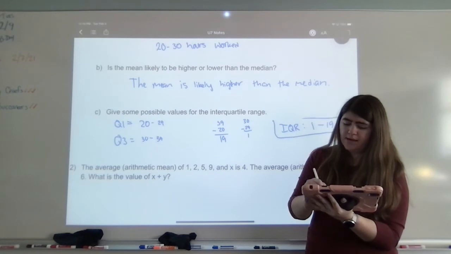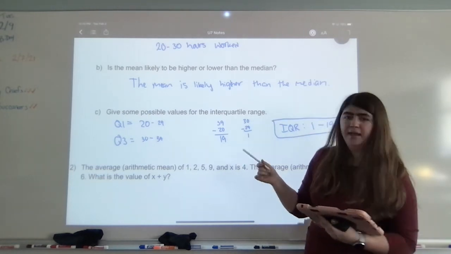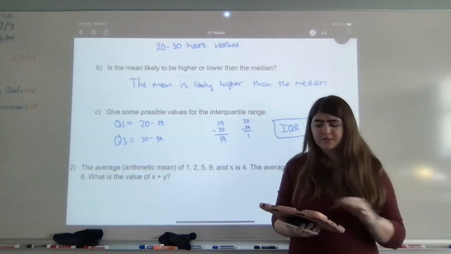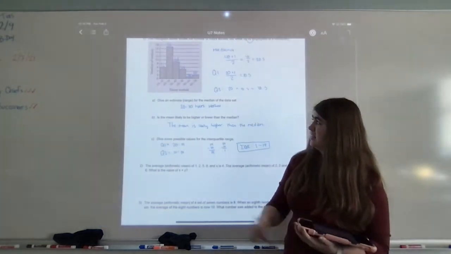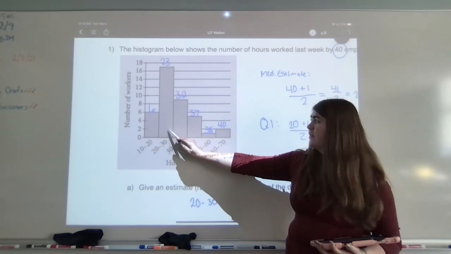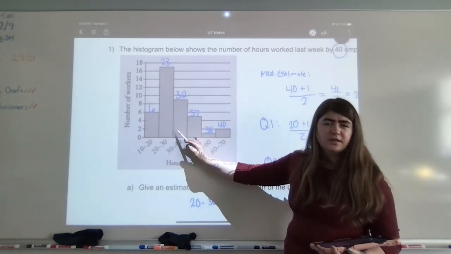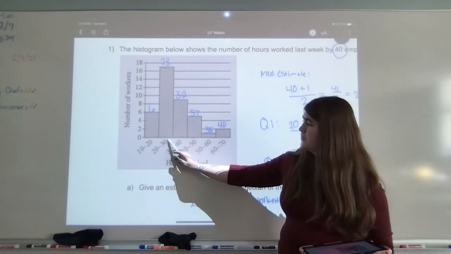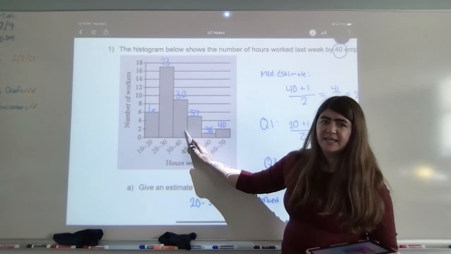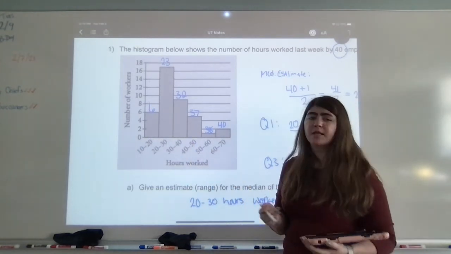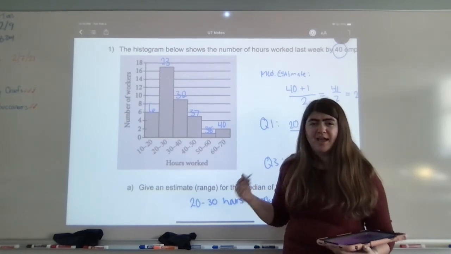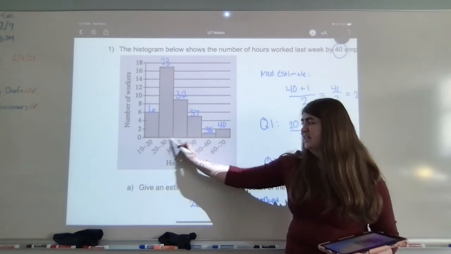And the reason why it's a range and could be 1 or 19 is because what if all of our data points in this column were 29? And what if all of our data points in this column were 30? Well, then the difference is only 1. But if all of the data points in this column were 20 and all of the data points in this column were 39, then the difference is 19. So it just depends on what those numbers are, but we have to estimate it that way because we don't know what the numbers actually are. We just know that they're in this category.